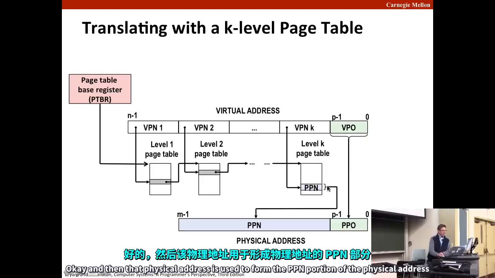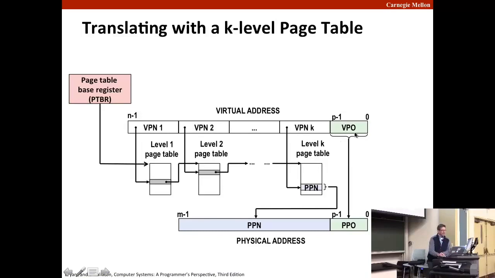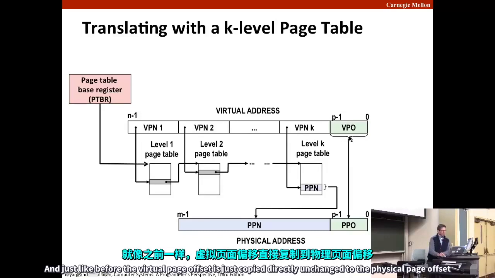Okay, and then that physical address is used to form the PPN portion of the physical address. And just like before, the virtual page offset is just copied directly unchanged to the physical page offset.